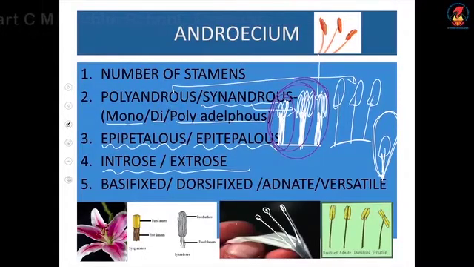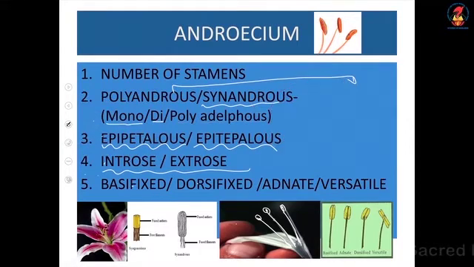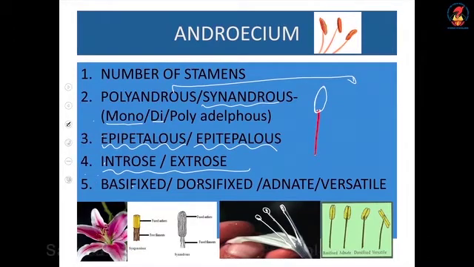Next, basifixed, dorsifixed, adnate, versatile. This is very simple. This is based on the position of the anther with the filament. We know the structure of a stamen: it has an anther lobe and the filament. Clear? I am going to show the filament with red color, and the anther lobe with white color. Clear? Now you look carefully. This is the first one I drew. The second one again I am drawing.